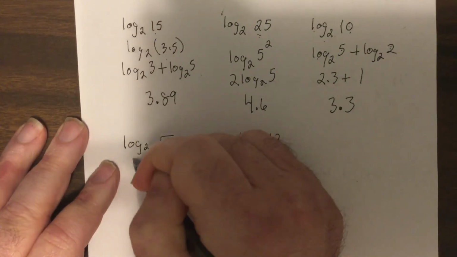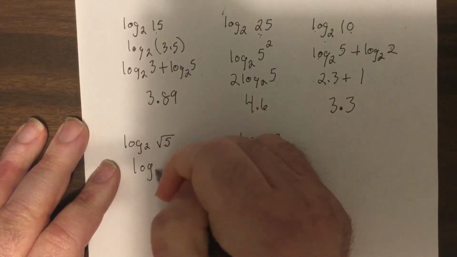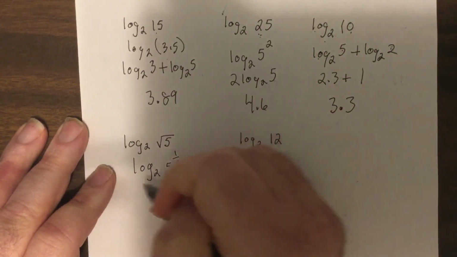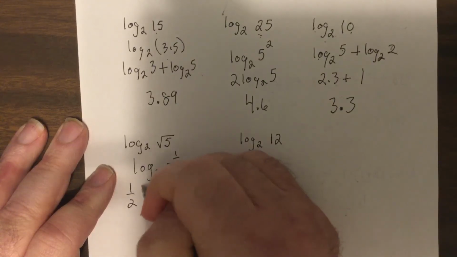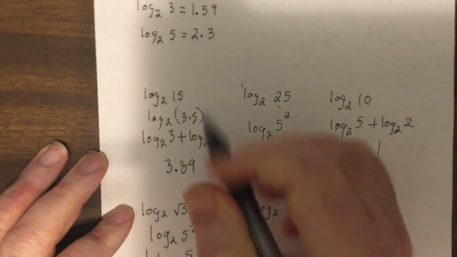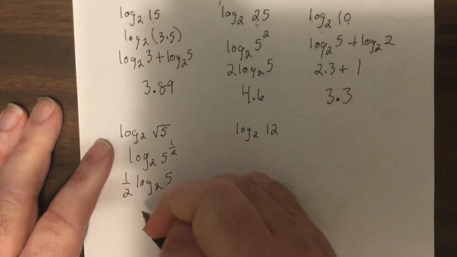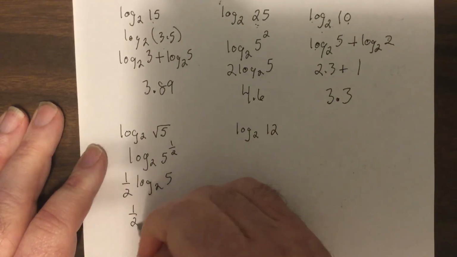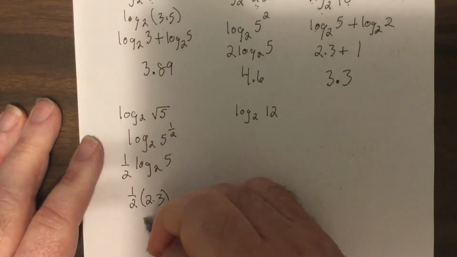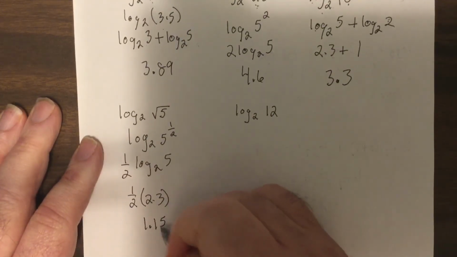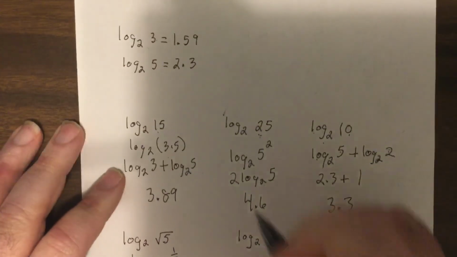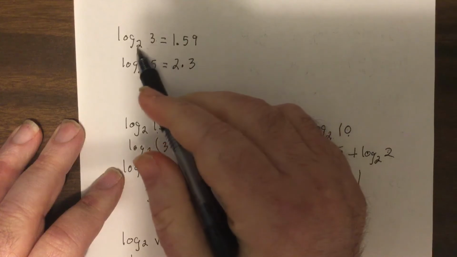So square root of 5. That'd be 5 to the 1/2 power. So bring the half out front. Let's see. Log base 2 of 5 is 2.3. So it'd be 1.15. Woohoo! And 12, how can I get that in terms of 5, 3, or 2?